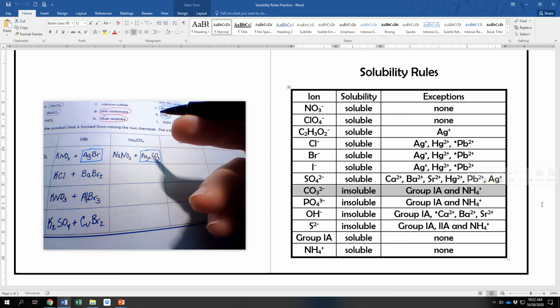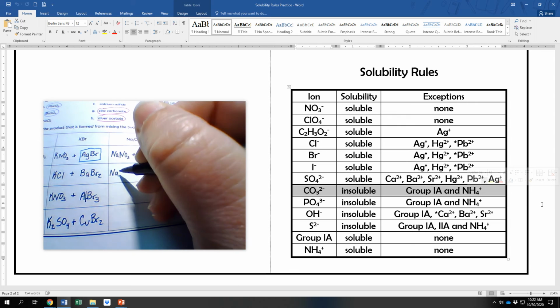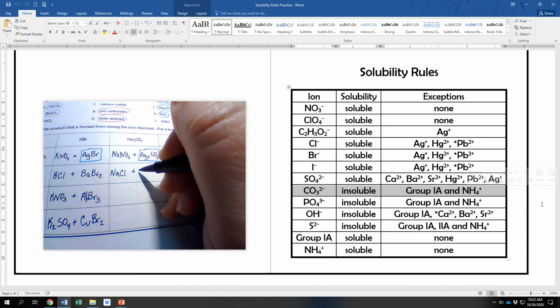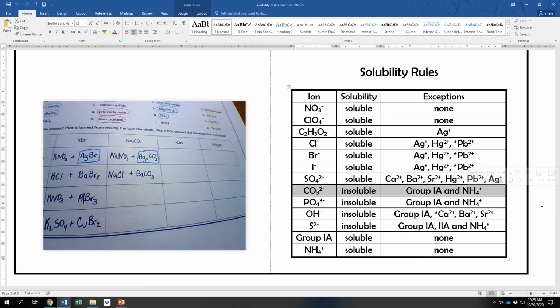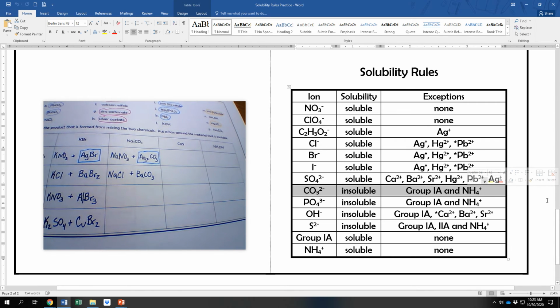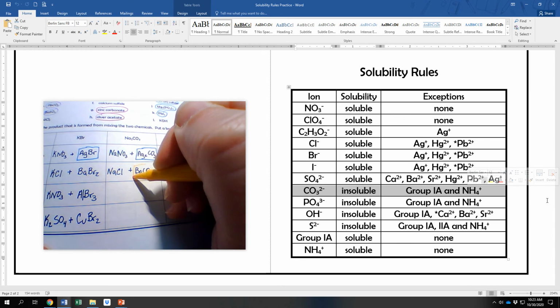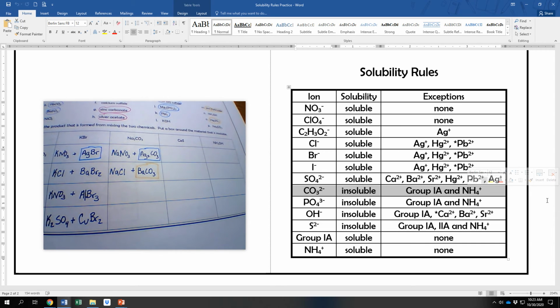Next, BaCl2 and Na2CO3. So we're going to end up with NaCl and BaCO3. Well, we know NaCl dissolves, right? We know salt dissolves. So let's check BaCO3. Well, CO3 says insoluble except group 1 and ammonia. So this would form a solid precipitate.